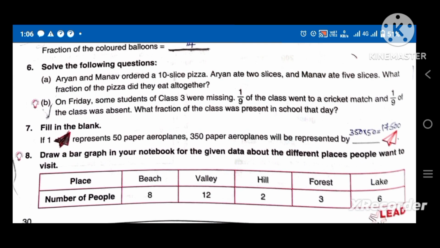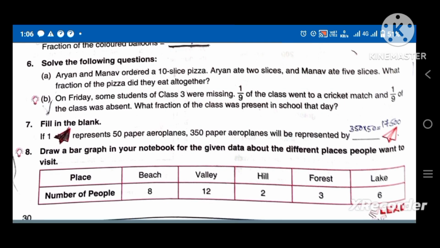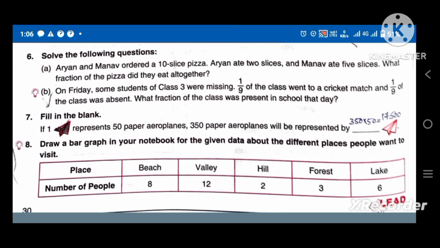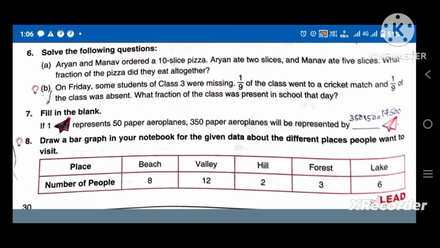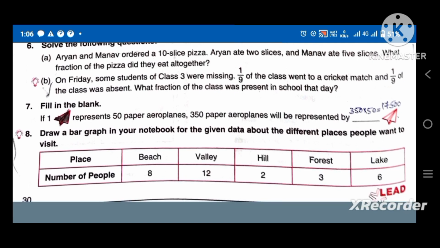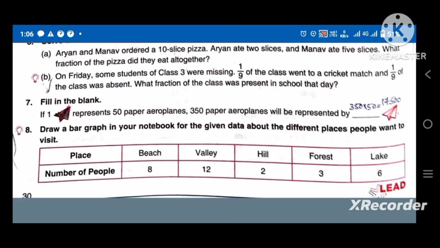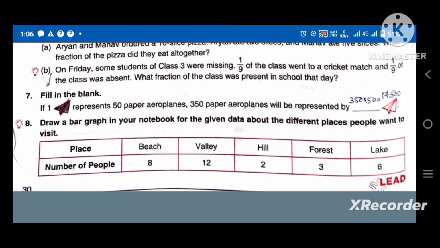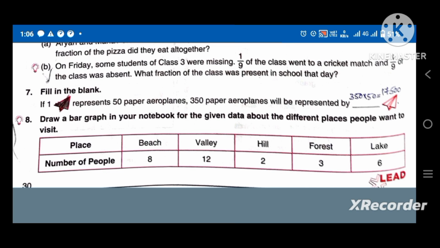Eighth question, draw a bar graph in your notebook for the given data about the different places people want to visit. Place, number of people. Beach, 8 people visit. Valley, 12 people. Hill, 2 people. Forest, 3 people. Lake, 6 people.